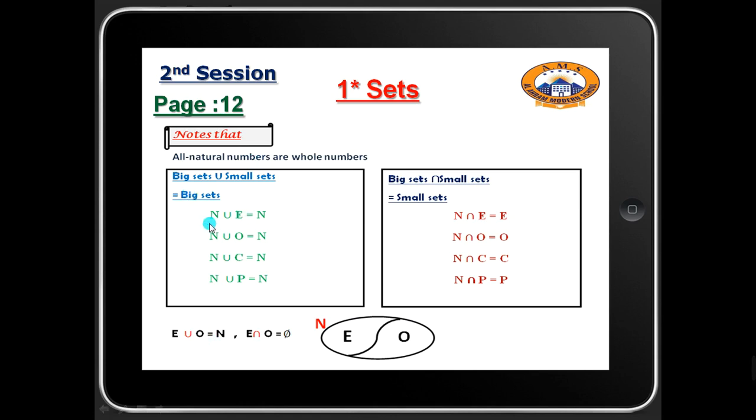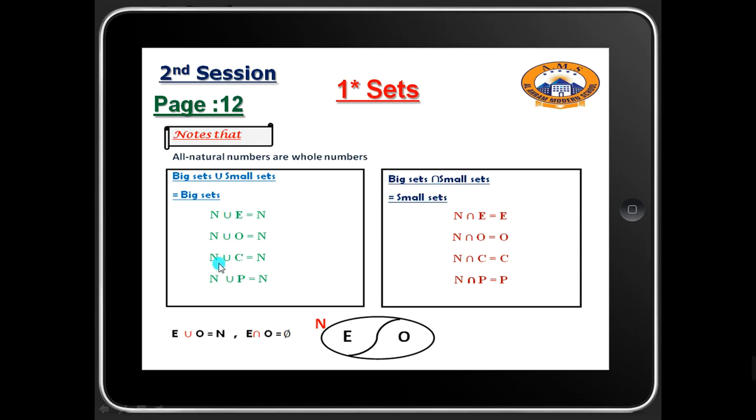When we have a relation between the natural numbers and any other set, we're going to use these two symbols. Here is the union, and let me give you a hint. The union between the natural numbers and any smaller set will give me the bigger set. And if he asks you to get the intersection between the natural numbers and any smaller set, the answer is going to be the smaller set.